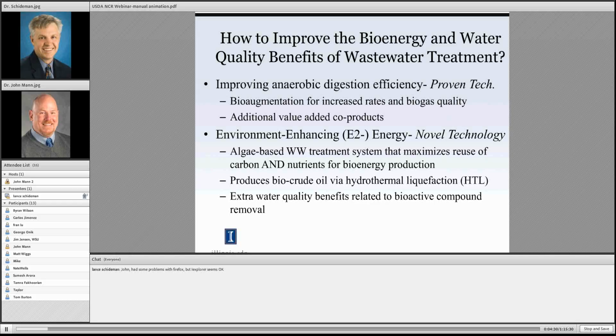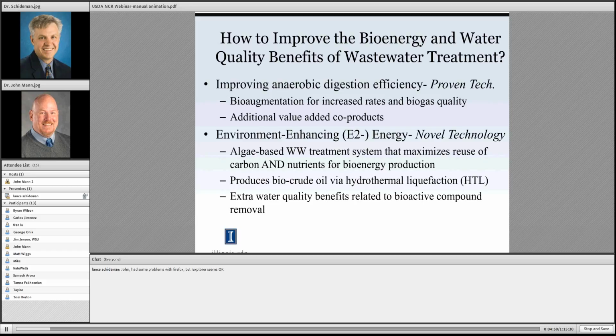The next slide here just gives you a preview of the 2 major items that I'll cover, and then we'll go into the individual items. But the first one is looking at a proven technology, which is to improve anaerobic digestion efficiency. And there are 2 main ways that I'll present on that today.